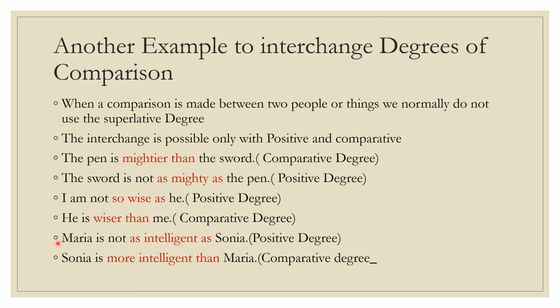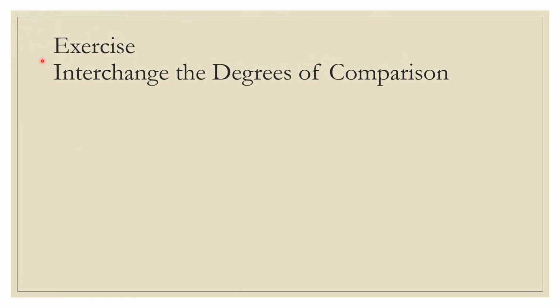The next sentence: Maria is not as intelligent as Sonia. Positive degree, as intelligent as. So in the comparative: Sonia is more intelligent than Maria. More intelligent than. So when the comparison is made between two people or things, we do not use the superlative degree. The interchange is possible only with positive and comparative. Let's do an exercise.